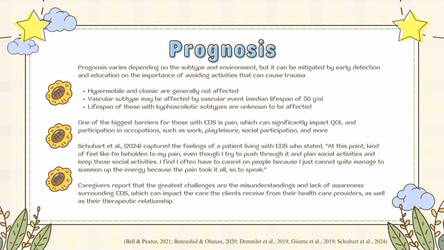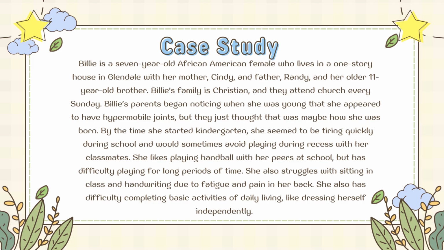Lastly, caregivers report that their greatest challenge from navigating EDS comes from the lack of awareness and understanding from healthcare providers surrounding EDS. Okay, now that we've finished going through the basics of what EDS is, it's time for our case study. So, Billy is a 7-year-old African American female who lives in a one-story house in Glendale with her mother Cindy and father Randy and her 11-year-old brother.